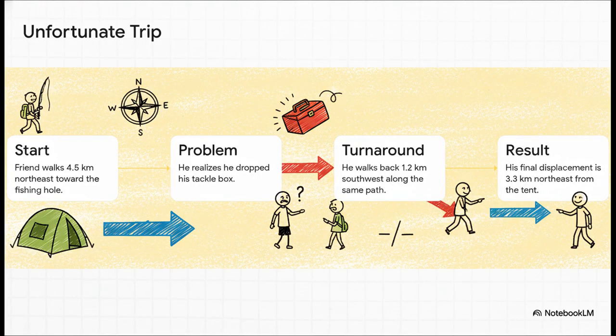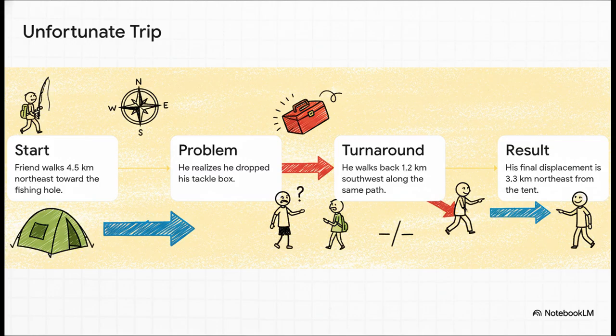First, he walks 4.5 kilometers northeast. That's our first vector. Then he has that oh no moment and turns right around, walking 1.2 kilometers back southwest. That's a second vector, but it's pointing in the opposite direction. So to find his final spot, his final displacement, we just add them up.